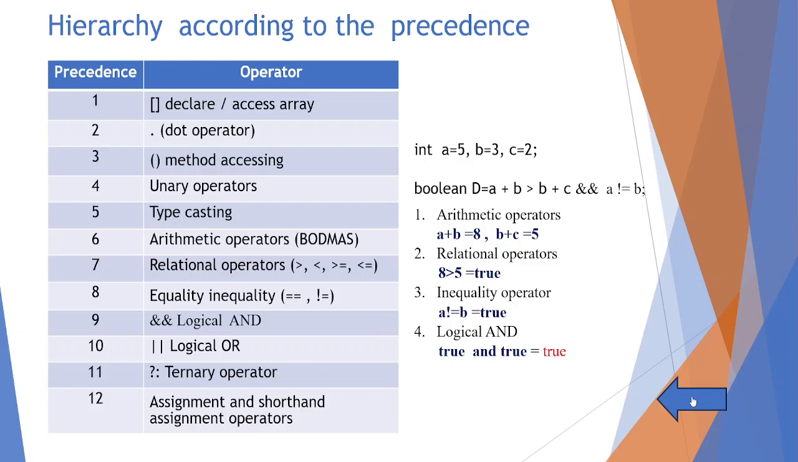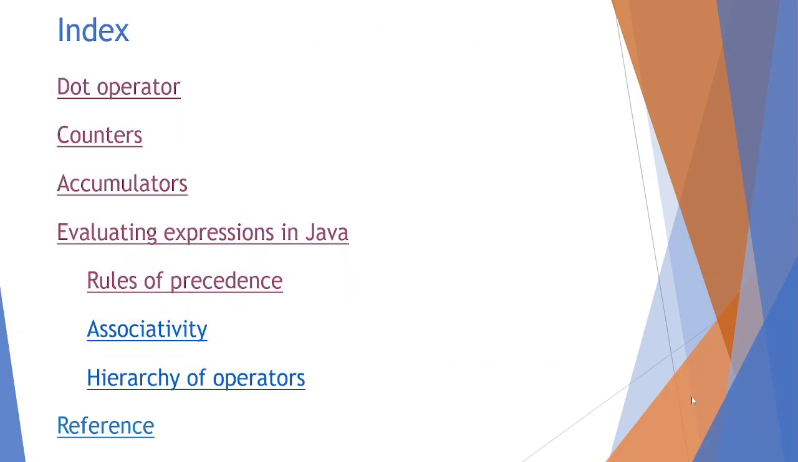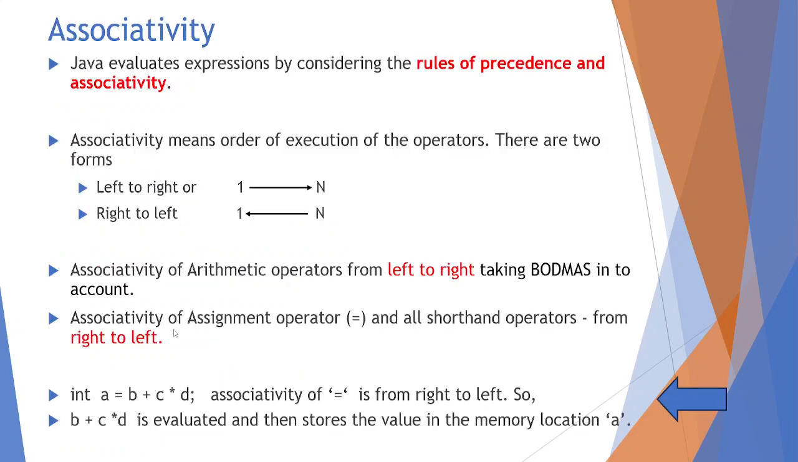But still, as a programmer, you may change it a little using the parenthesis operator. We will see that a little later on. This is how Java evaluates expressions. Not only this, there is also associativity. Why? Because Java evaluates expressions by considering rules of precedence and also associativity. Associativity means the order of execution of the operators. There are two forms, left to right and right to left.